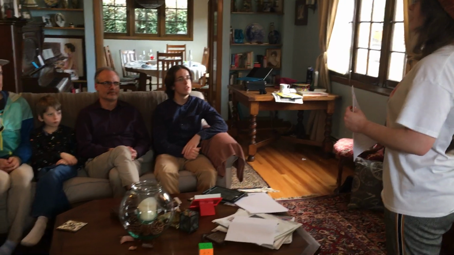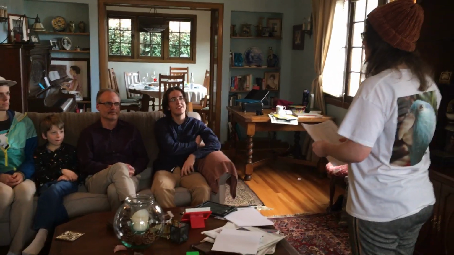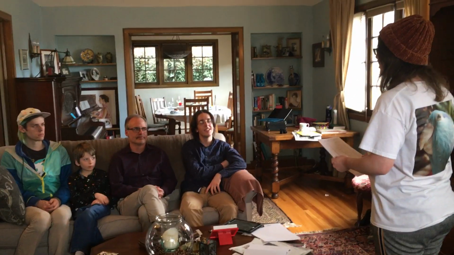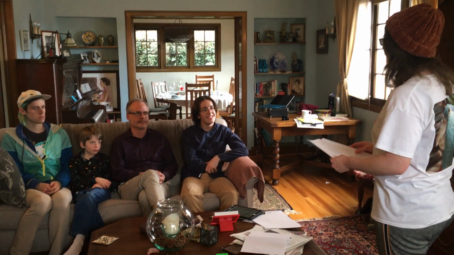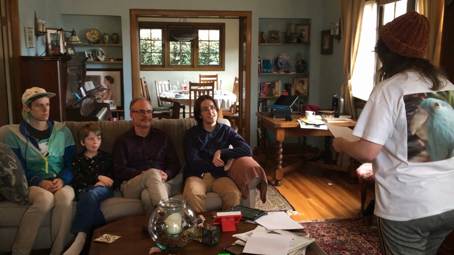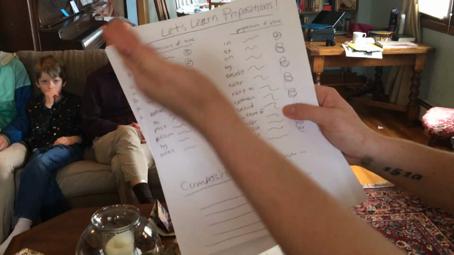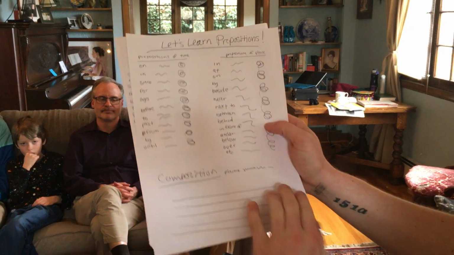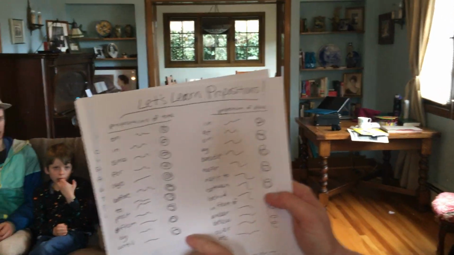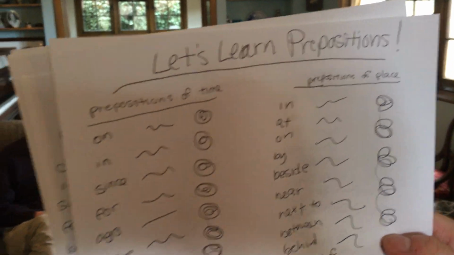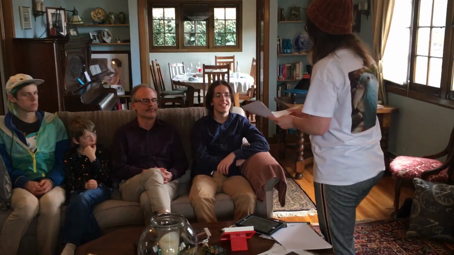All right, class. So now that we just saw the PowerPoint and learned the different prepositions of time and place, we're going to practice them. So here, take this assignment. Let's learn prepositions, has prepositions of time, place, composition, description, and then a visual aid for what the preposition means. All right, class. So go ahead and take each assignment.